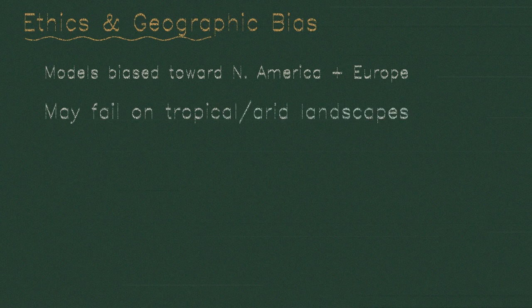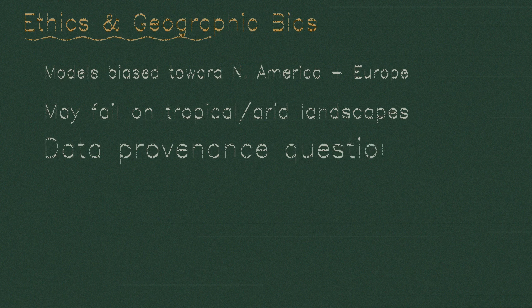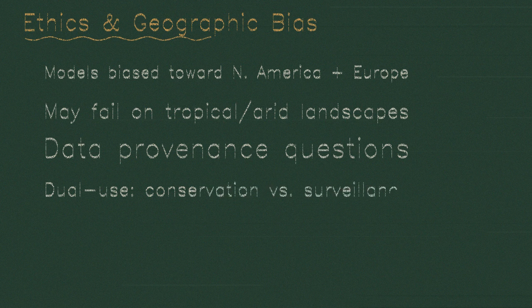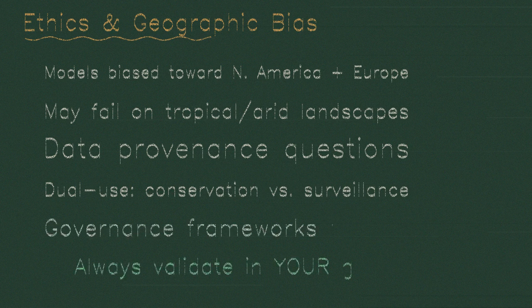There are also data provenance questions and dual-use concerns. The same model detecting deforestation for conservation could theoretically be used for surveillance. The Nature paper argues we need governance frameworks built into the development process, and from what I have seen in the research, that is absolutely right. The key takeaway for any practitioner is always validate these models in your specific geography and ecosystem before trusting the outputs for decision-making. Where do you see this going in the next 12 months?